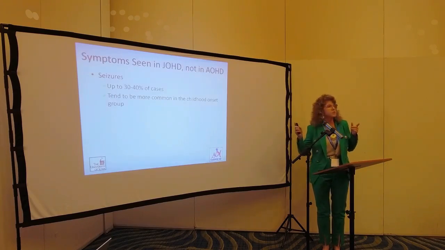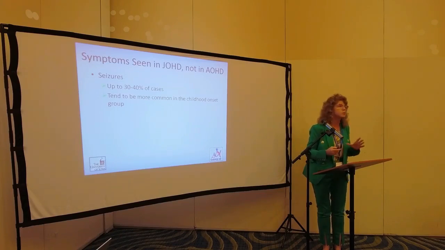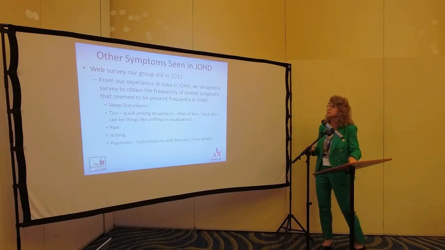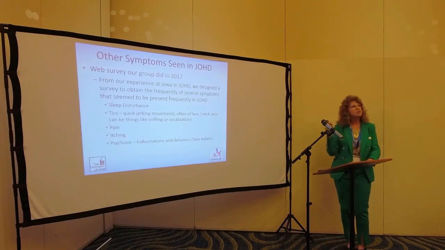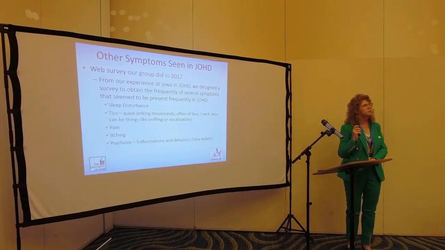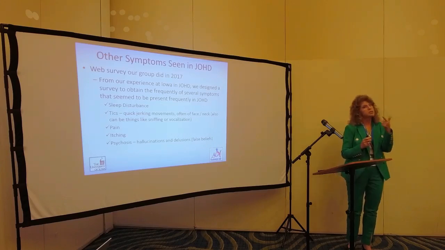I'm just going to mention this very briefly because Dr. Lambert is going to talk all about this, but seizures are certainly far more common. It's not like they're completely unheard of in adult onset, but for the most part, this is a symptom that's specific to JoHD. And the earlier the onset, the more likely. So Dr. Lambert is going to really talk about that in detail. I want to talk a little bit about these other symptoms. Once again, these are not necessarily completely unique, but you see them either more severely or more commonly in JoHD.